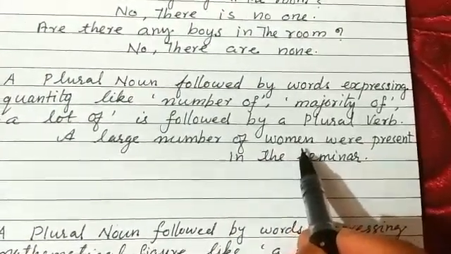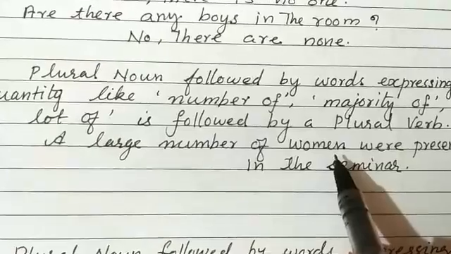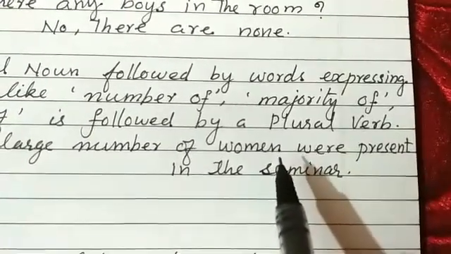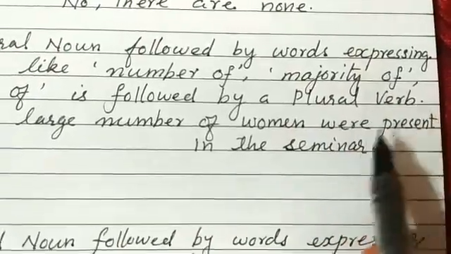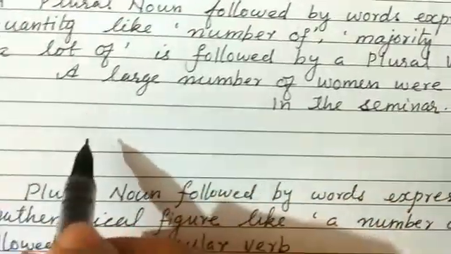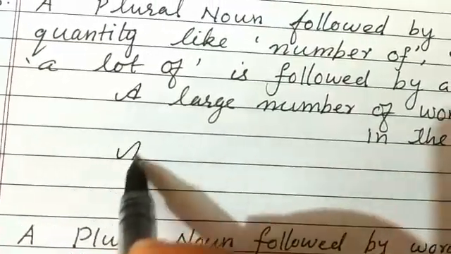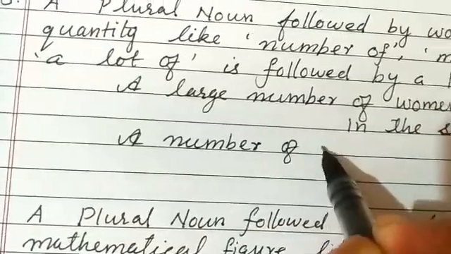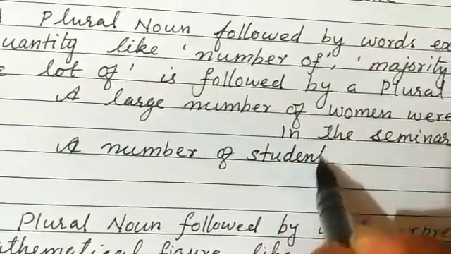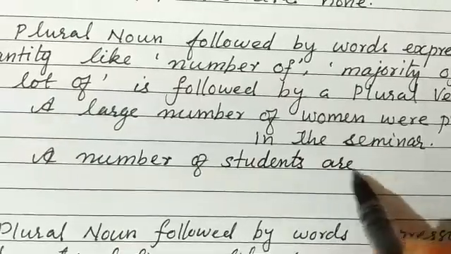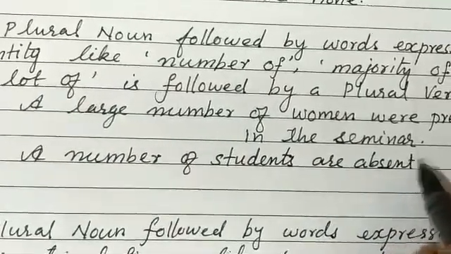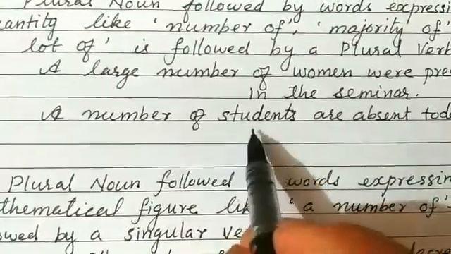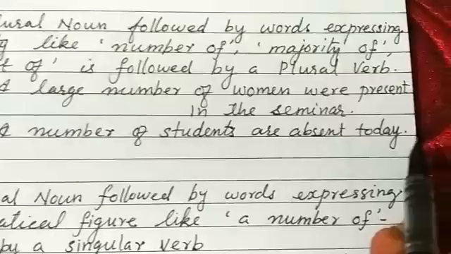A plural noun followed by words expressing quantity like number of, majority of, a lot of is followed by a plural verb. Another example, a number of students are absent today. A number of students are absent today.